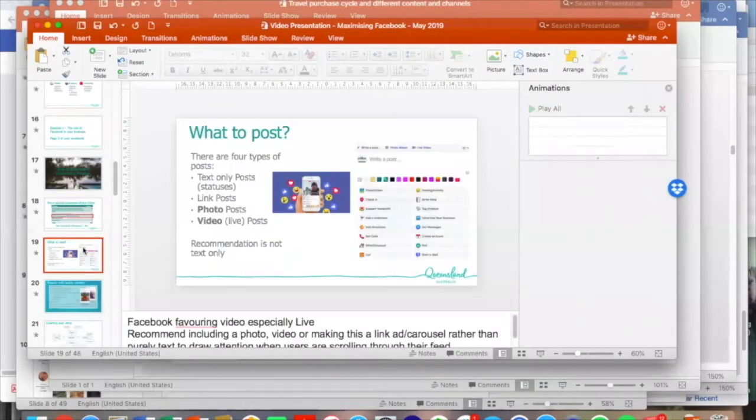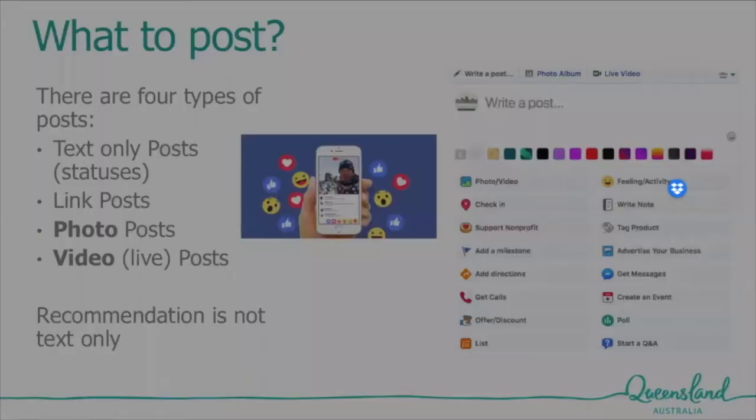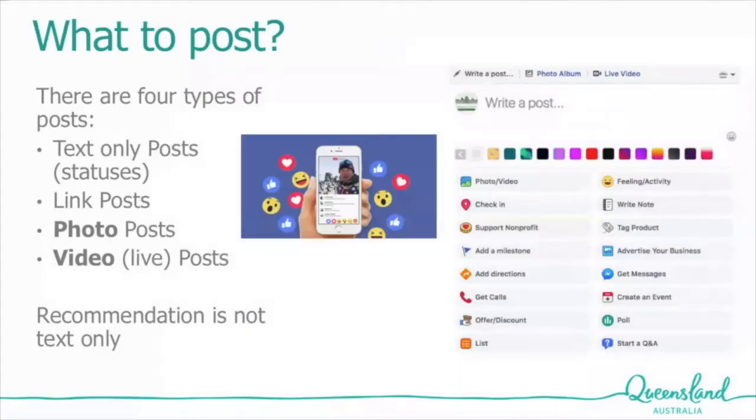Right, let's move back to the presentation. So what to post? There are 4 types of posts. There are text-only posts. Definitely don't recommend those because we've got to capture people's attention here and we want them to engage with it. So the image is really important. Great thing about Facebook is you can still include a link in the post. So you can put a hyperlink in there to a blog post that you've written or a specific page on a website.